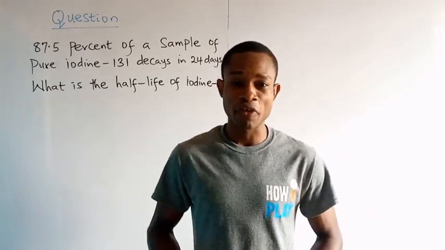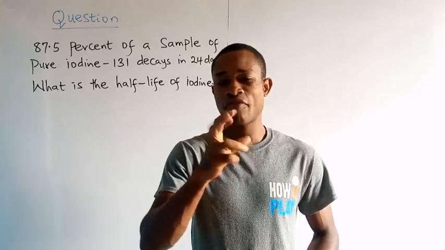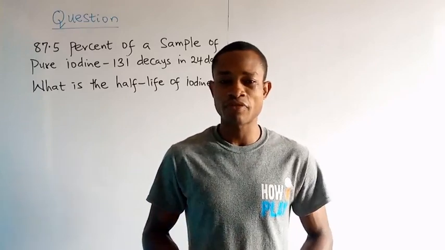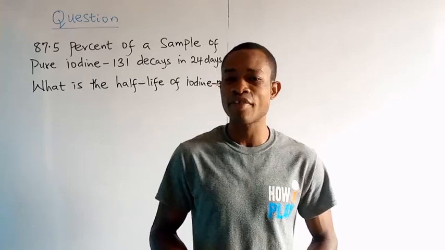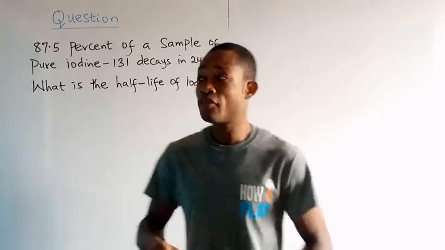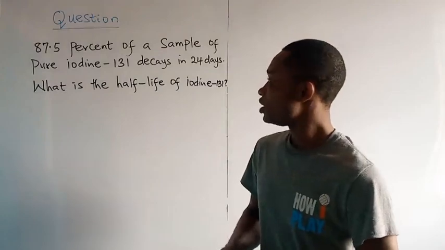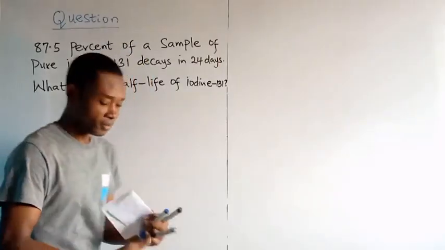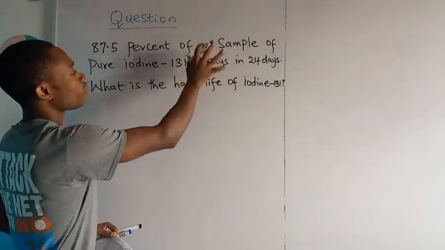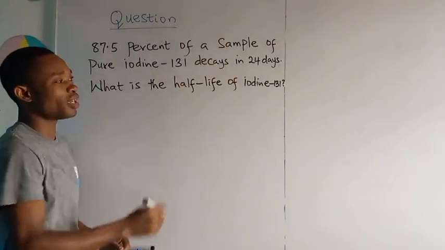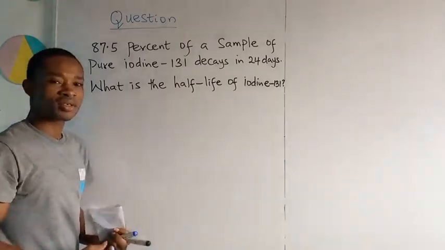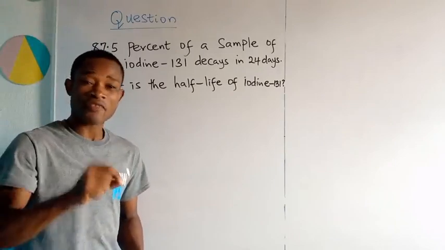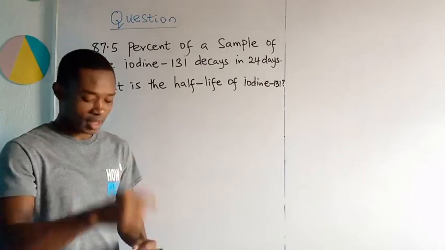Now what you would first need is to know the fraction of this sample. In the question we're given 87.5%, but take note that this 87.5% was the fraction of iodine 131 that decayed in 24 days. Since 87.5% of this sample of pure iodine decayed in 24 days, we shall simply indicate 87.5% as the fraction of iodine that decays in that given time.